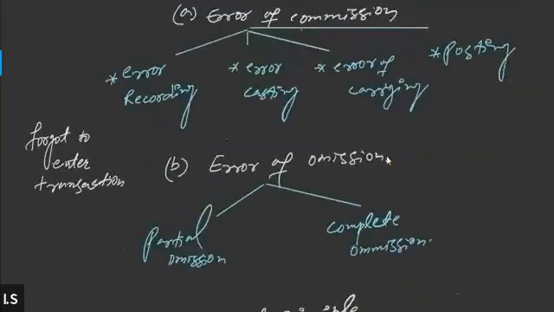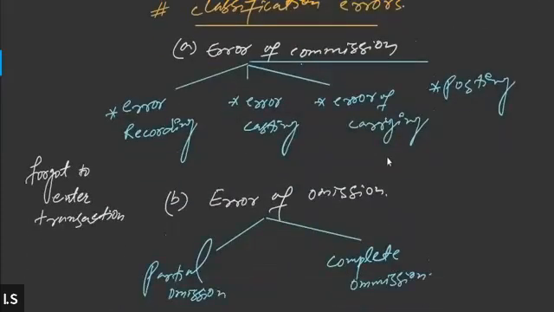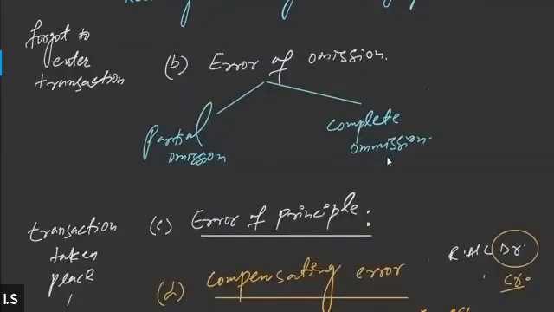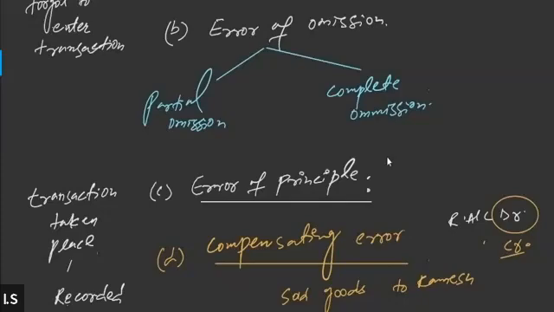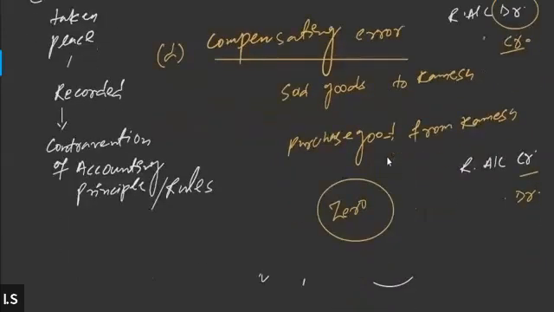So these are the different types of error we have. Let me tell you the entire thing one more time. As we have covered, the purpose of rectification of error is clear to you: errors should be rectified so that correct books of account can be prepared, correct profit and loss can be ascertained, and the financial status and position of the business can be determined in a timely manner. Then we can classify the errors as the error of commission. Commission can be further classified as the error of recording, casting, carrying, and posting. After that, we have the error of omission, where we forgot to record a particular transaction either partially or completely. Then we have the error of principle, where we commit a mistake at the time of recording a transaction with respect to the accounting rules and principles. And similarly, we have the compensating error. So I hope everything is clear till this point.